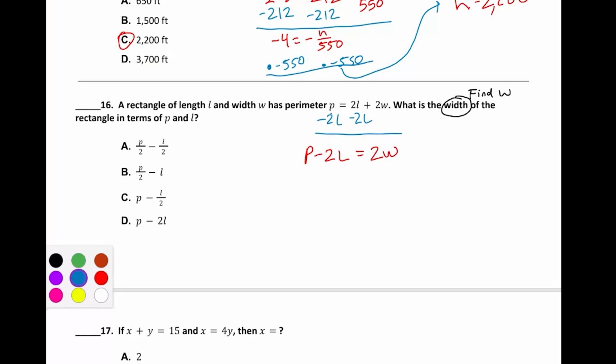And then if I divide both sides by 2, I'm still not going to get a numerical answer here. But P over 2 is just P over 2. And then 2L over 2 will be the same thing as 1L. Okay, 2 divided by 2 is 1. So there you go. There's your expression for the width. And it looks like that's answer choice B.